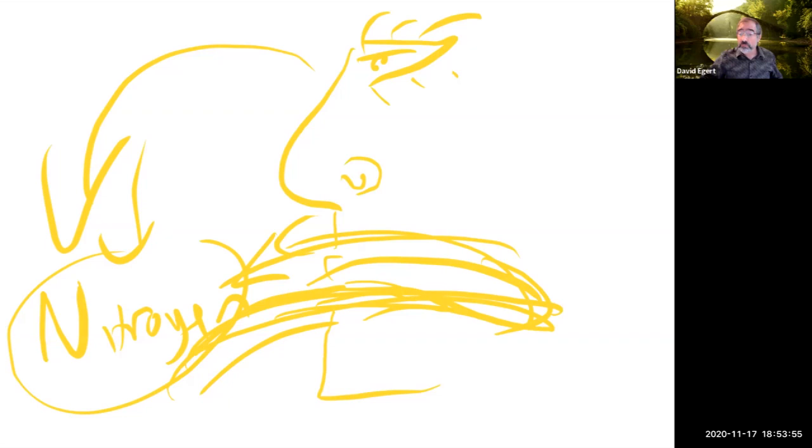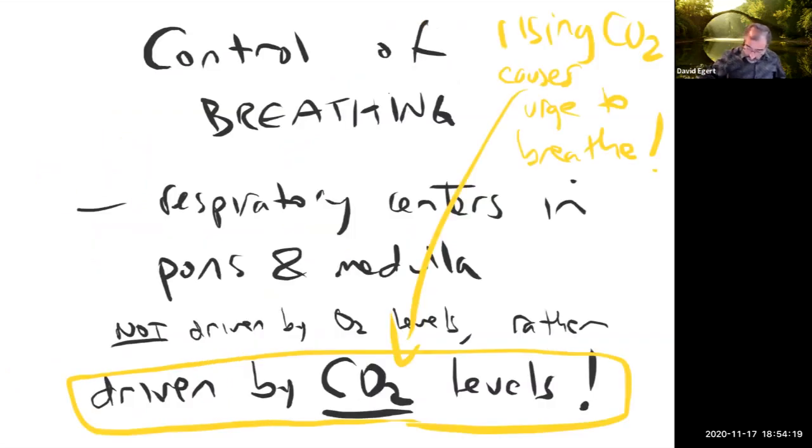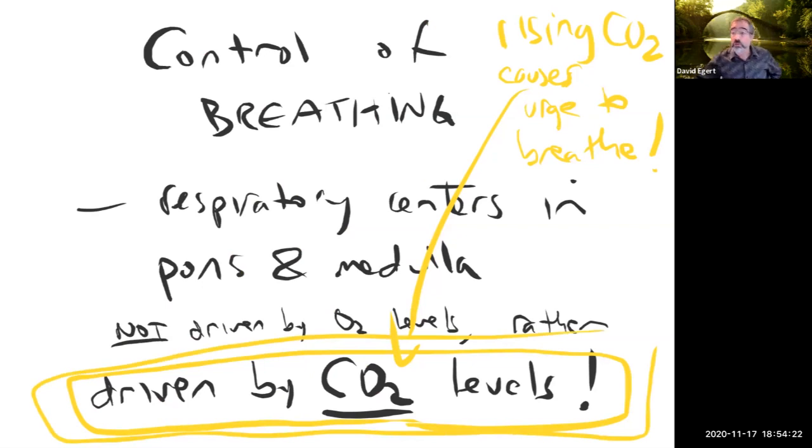you need to breathe. So supposedly people died, like there were people in the space program who walked into a room that was completely flooded with nitrogen and didn't realize anything was wrong until they just passed out and died in there. So you need to keep that in mind when you're thinking about control of breathing. It's driven by CO2. It's not driven by oxygen levels, which is, again, a little counterintuitive.